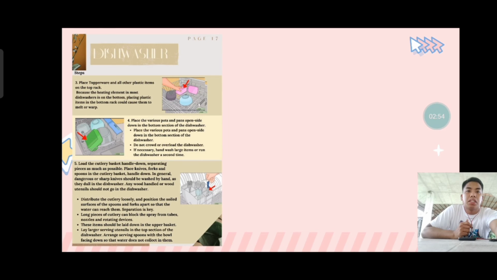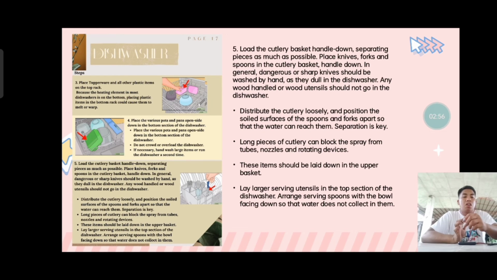So next step is to load the cutlery basket handle down, separating pieces as much as possible. Place knives, forks and spoons on the cutlery basket handle down. In general, dangerous or sharp knives should be washed by hand as they dull in the dishwasher. Any wood-handled items or wood utensils should not go in the dishwasher.